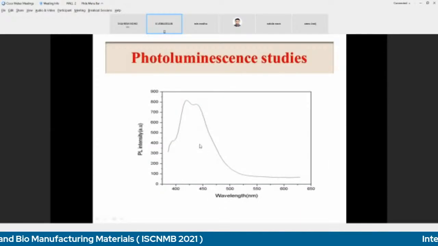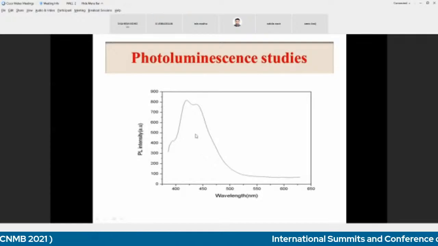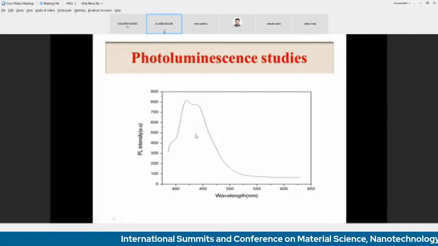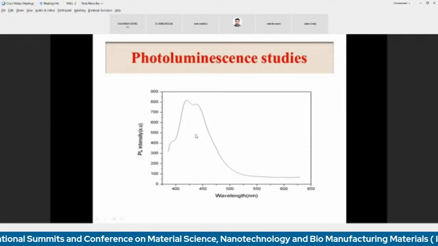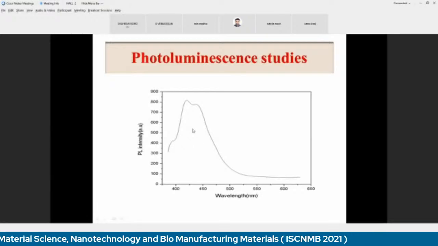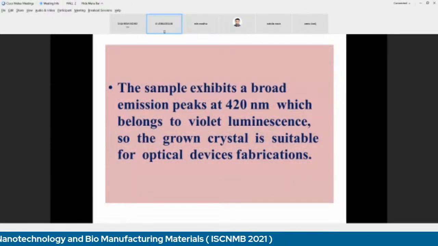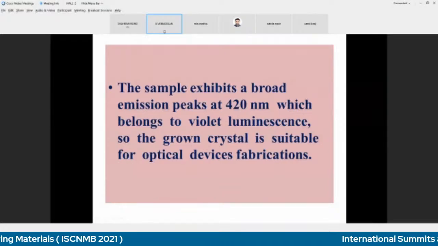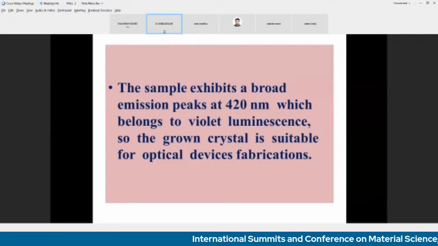Next, I am going to talk about the photoluminescence. The photoluminescence spectra were recorded using an F700 FL spectrophotometer at room temperature. A 450 watt high pressure xenon lamp acts as the excitation source. The sample exhibits a broad emission peak at 420 nanometer, which relates to violet luminescence. So the grown crystals are suitable for optical device fabrications.